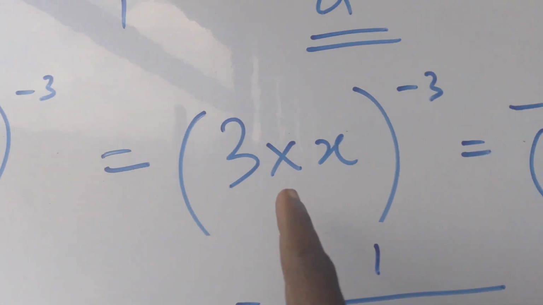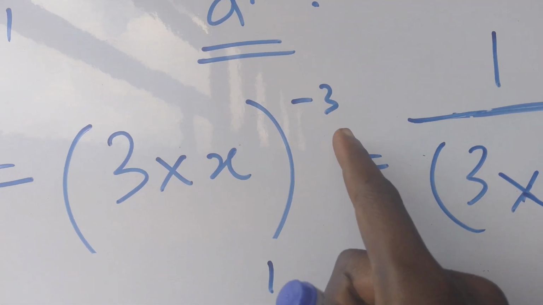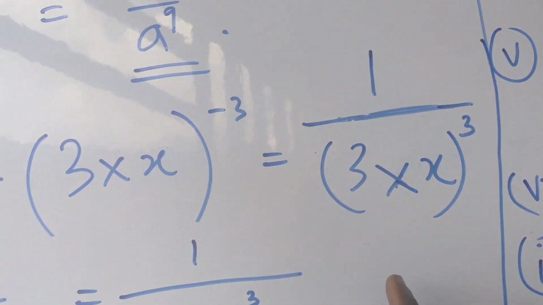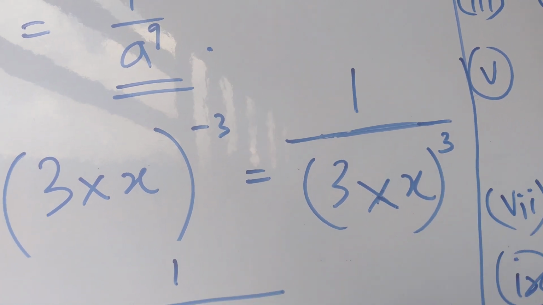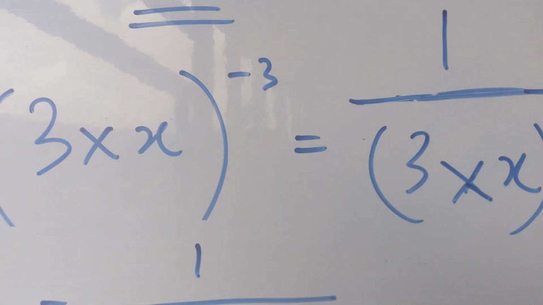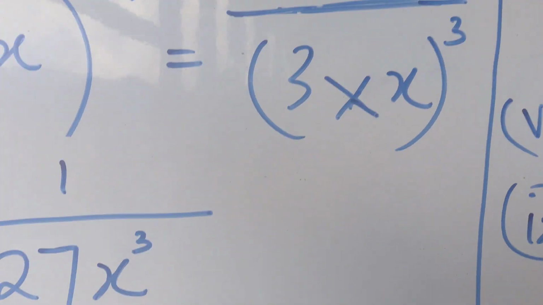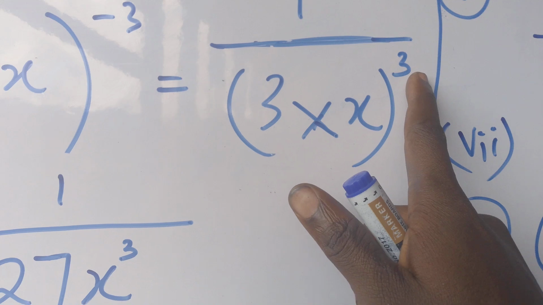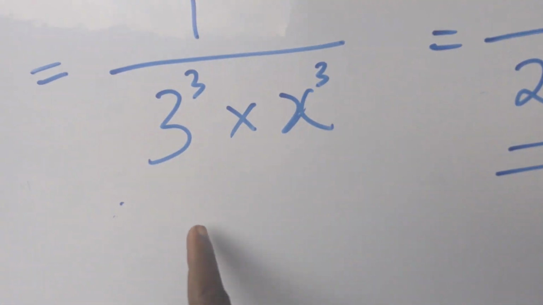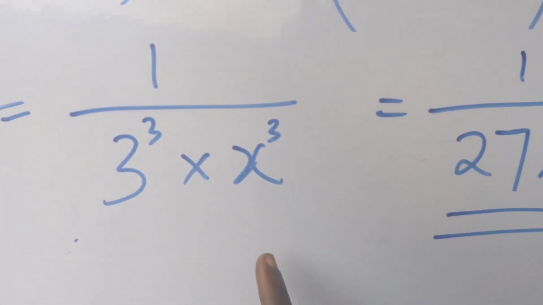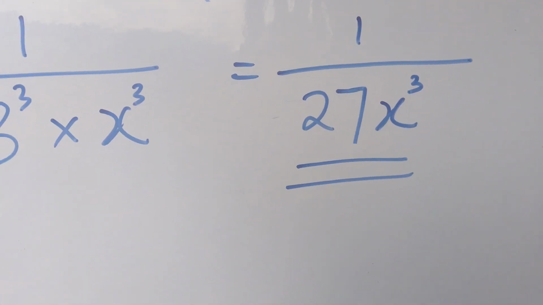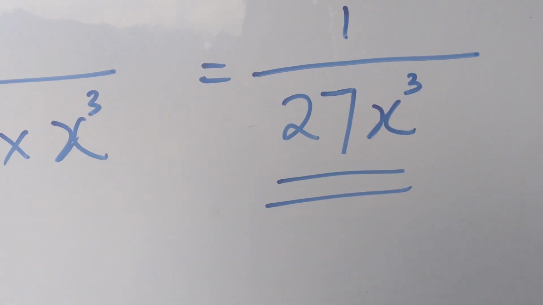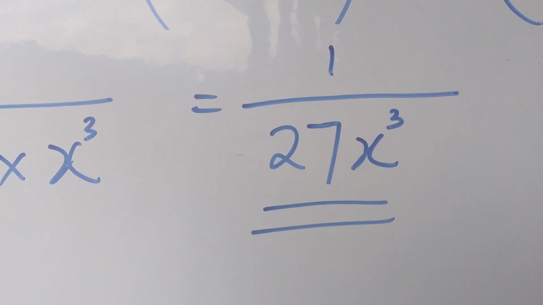So that is it. So this is the question. You have to split them. This is 3 times x all raised to power minus 3. And this minus here shows you the reciprocal, which is 1 all over 3 times x all raised to power of 3. And if you now take the product of powers, the power expansion will be 3 raised to power 3 times x raised to power 3. 3 raised to power 3 is 3 times 3 times 3, which is 27, and x raised to power 3 is x raised to power 3. You're having 1 over 27 x raised to power 3.